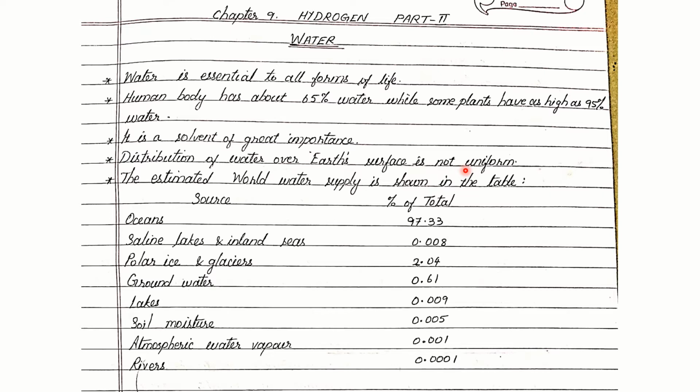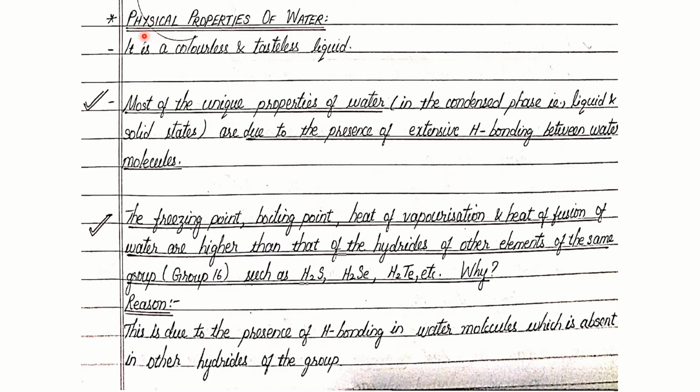The estimated world water supply is shown in the table displayed. Now students, did you notice this? Quantity of water available from rivers all over the world is 10% less than the quantity of water that is available in our atmosphere as water vapor. Quite interesting, right? Shall we now look at the physical properties of water?